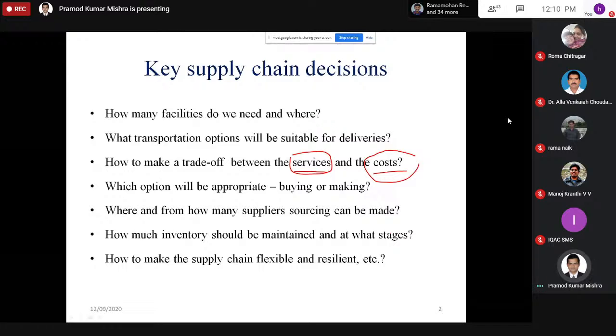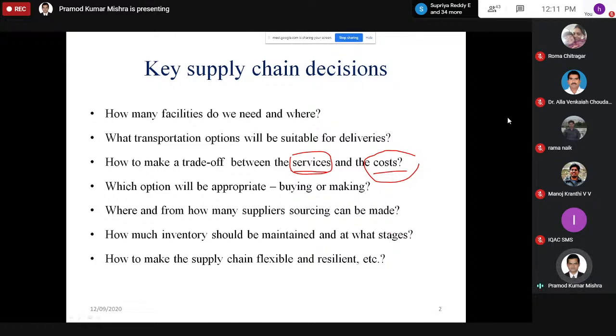So the supply chain has to shuttle between push and pull. It can be completely pull or completely push, that depends. But most of the time a proportion, maybe 70-30, 30-70, or maybe 60-40, 40-60, will be the right mix for a typical supply chain, right? So this is one thing that we need to think about.